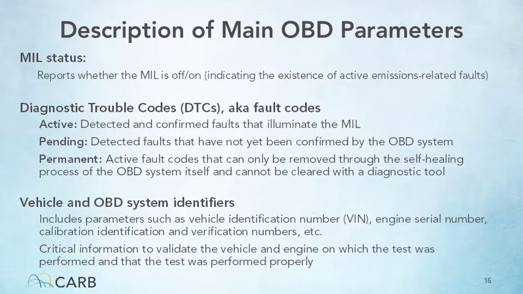Additionally, information useful for identifying the vehicle being tested is collected as part of the test. This includes information such as the VIN, engine serial number, and the OBD system's calibration information. This information is critical for validating the performed test.